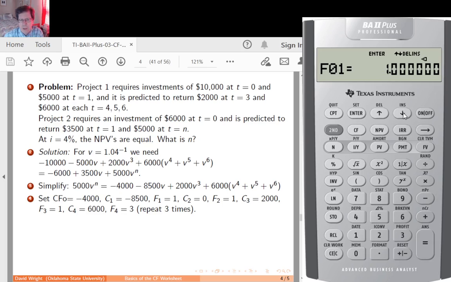F1 is 1. C2 is 0. If you notice, there's no v squared term. You have to pay attention to that because you have to get the time right. If you don't put C2 equal to 0, it's going to assume that all the other payments were 1 year earlier than they actually are. So we're going to put C2 equal to 0, and F2 is 1, and C3 is 2,000.